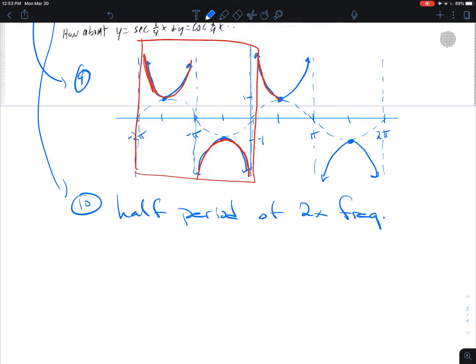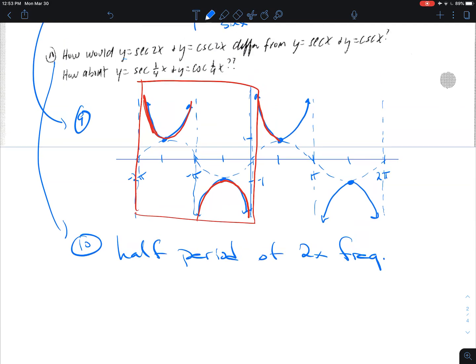So this would constitute the one period, which is 2 pi in length. So half the period or twice the frequency for 2x and for secant and cosecant. And then if you were to say do secant of a quarter x, you could say that that's going to be 4 times the period. Or, it should be or. Let's try that again. Or 1/4 the frequency.